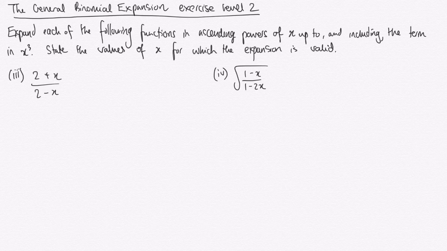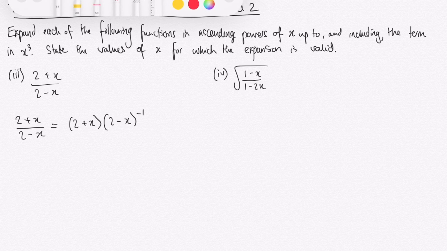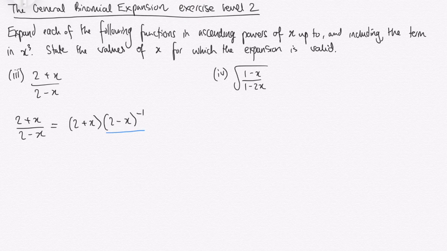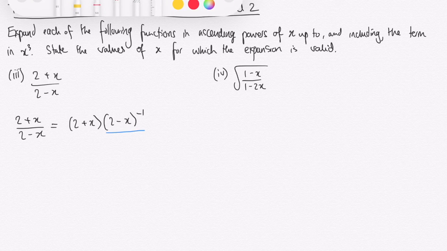In this video, I'm going to provide the solutions to the general binomial expansion exercise level 2, question 1, part 3 and part 4. So starting with part 3, we have the expression (2 plus x) over (2 minus x), which is equal to (2 plus x) multiplied by (2 minus x) to the power of minus 1. So what we need to do is find the binomial expansion of (2 minus x) to the minus 1 and then multiply that by (2 plus x).